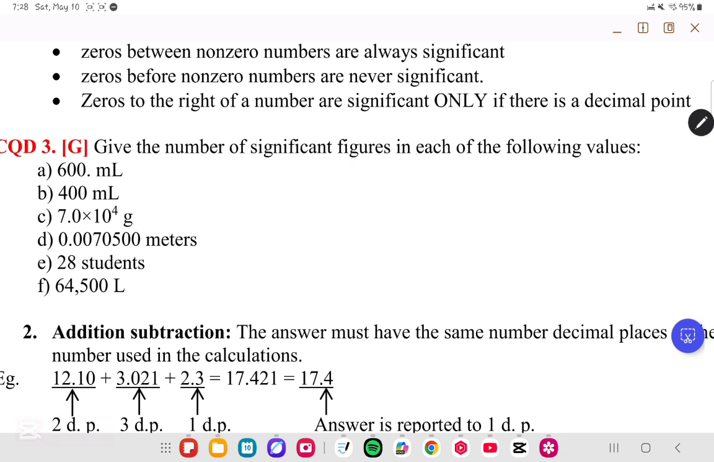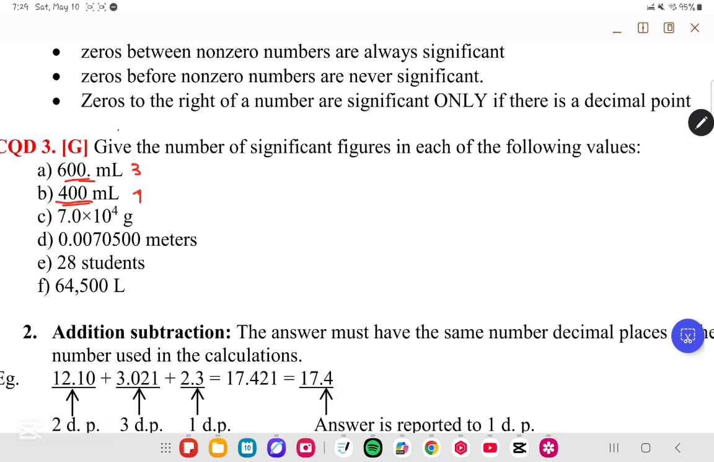They said, give the number of significant figures in each of the following values. The first value we have is 600 milliliters. As you can see over here, there is a decimal place. So zeros to the right of a number are only significant if there is a decimal place. That means these zeros, they are to the right of 6. They are significant because there is a decimal place. So that means there are 3 significant figures. Whereas over here, since there's no decimal place, it's only going to be 1 significant figure.